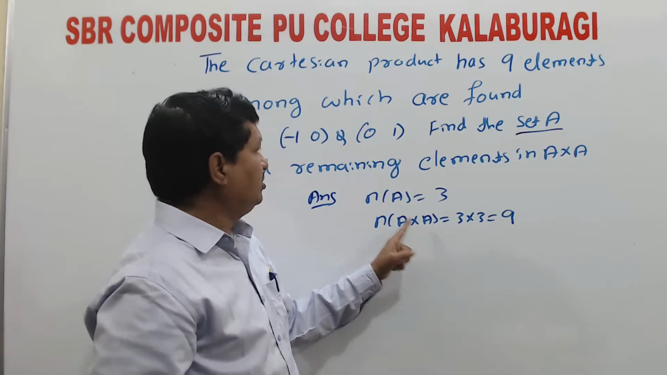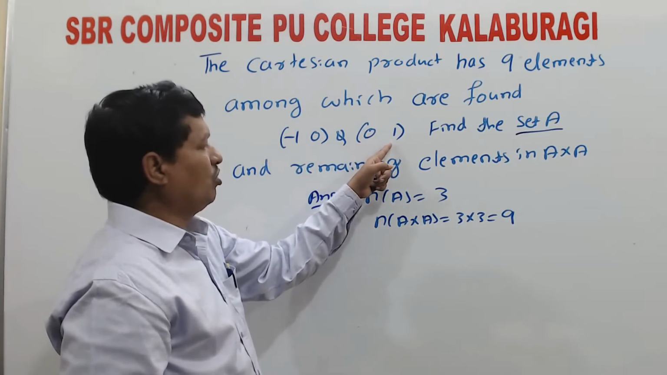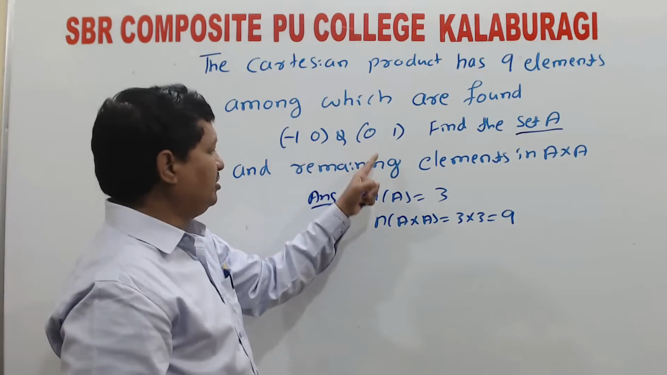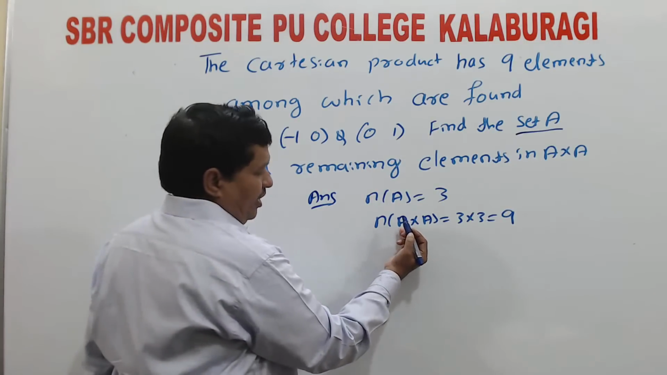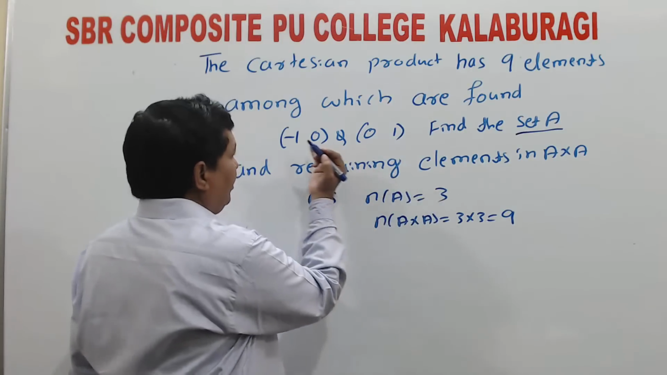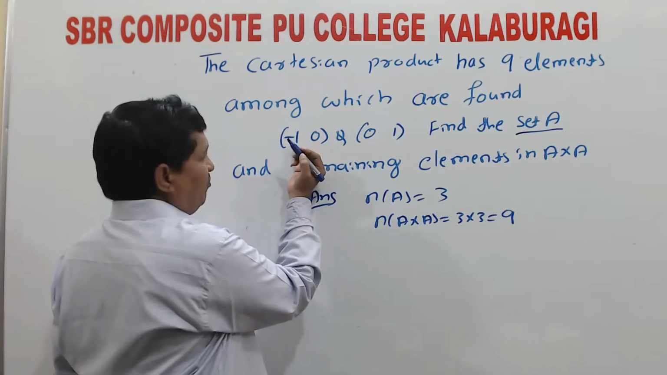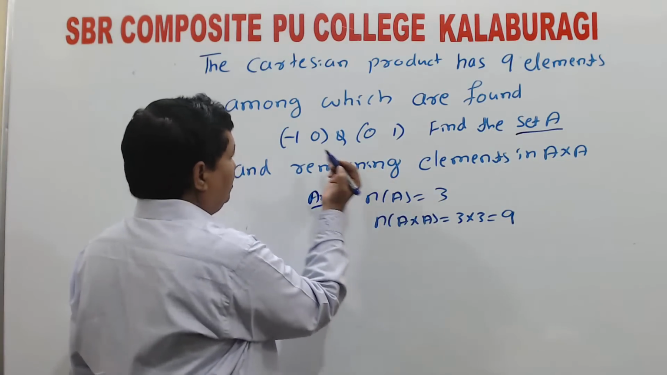So in that A cross A, two of the elements are (-1, 0) and (0, 1). So these are the two elements of the Cartesian product A cross A. See that A cross A is obtained from the set A having 3 elements. It means that the first element and second element are from the set A. A having 3 elements means here.